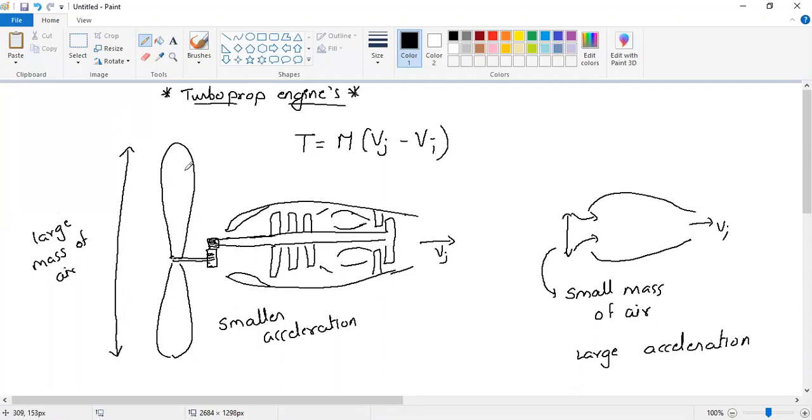What happens in the propeller? When the propellers are cutting the air, low pressure area is created in front of the propeller, and high pressure area is created in the back of the propeller. This pushes the propeller forward. When the propeller is pushed forward, it will drive the entire engine through this. Understood? Any doubt in turboprop engine?